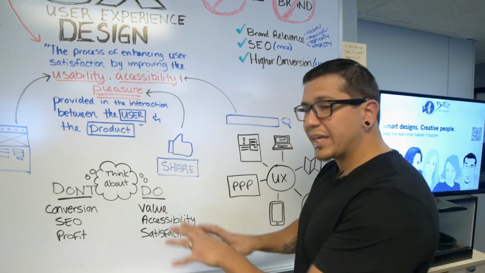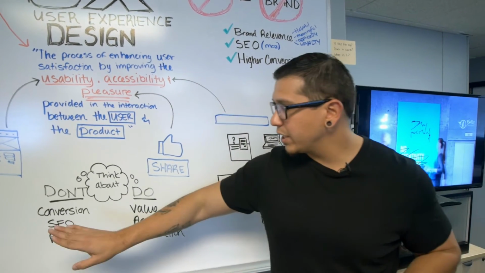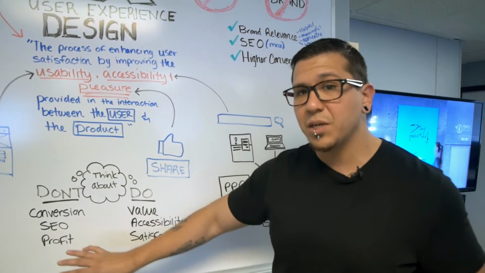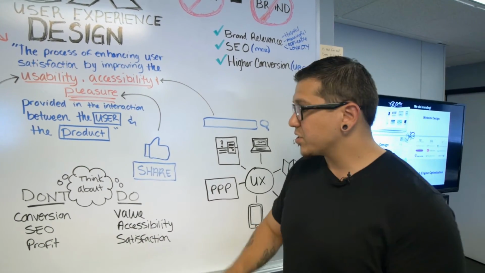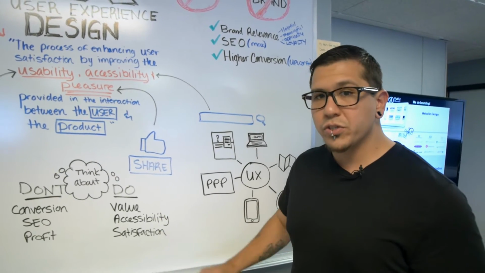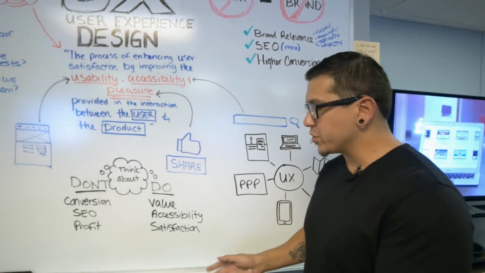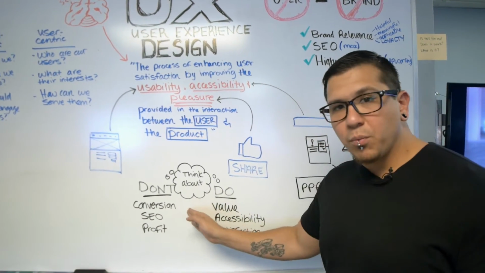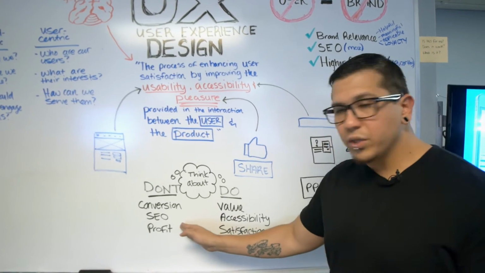So when you get yourself completely out of the picture, stop thinking about conversion, SEO, and profit, and that's not how you measure success anymore, but rather, I measure success on how much value we can add to our users, how accessible we are to our users, and how satisfied we can make our users, well, then these things are natural byproducts. Then you will convert more, you will have higher rankings, and you will get more profits.